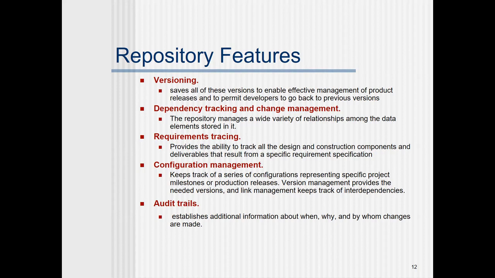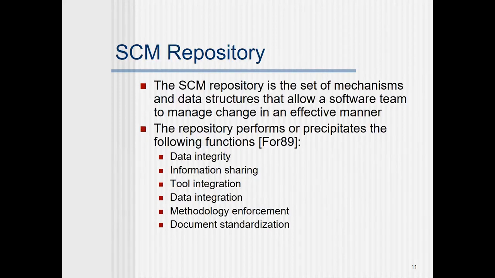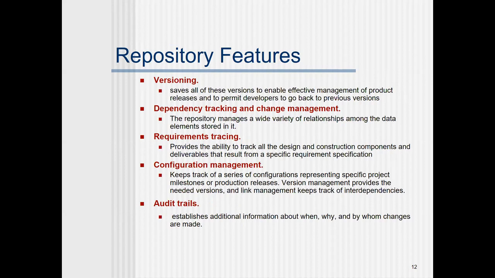That dependency tracking and change management. The repository manages a wide variety of relationships among the data elements stored in it. So within the repository, it is also like a kind of project only. We are storing the information related to all these functionalities. These functionalities have a kind of relationship amongst each other because they all belong to a product only, right? So they will definitely have a kind of link. They will definitely have a kind of communication amongst each other component. So that is what we call dependency tracking and change management.